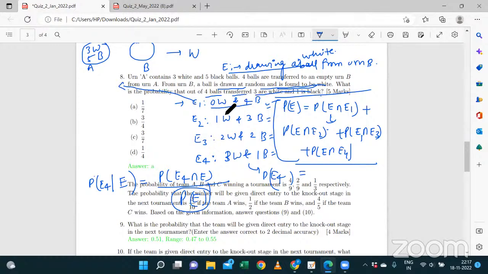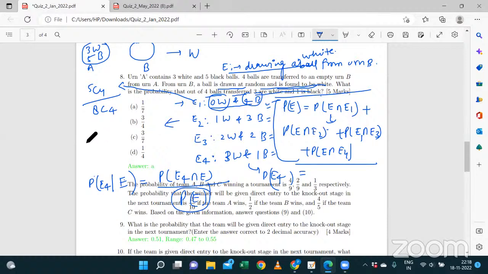0 white and 4 black balls we are transferring, right? Yes. So we have a total of 8 balls. In how many ways can I choose the 4 balls? 8C4. Yes, sir. And here we are transferring 0 white and 4 black, which means 5C4. Correct?